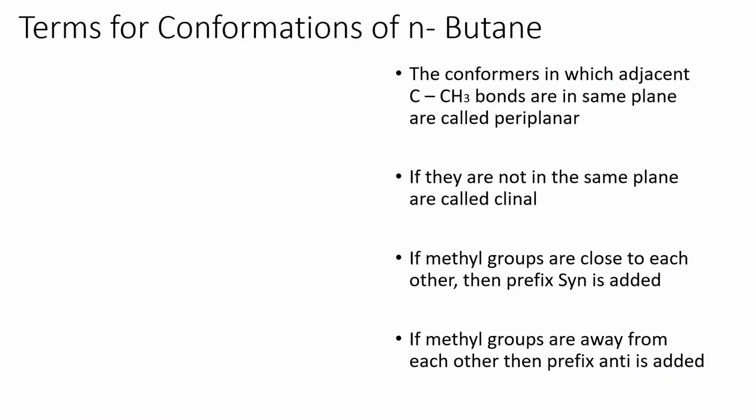Each of the six conformations of n-butane is described by different terms. To understand these terms, let us quickly go through these points. The conformers in which adjacent C-CH3 bonds are in the same plane are called periplanar. Out of six conformations of n-butane, fully staggered and fully eclipsed conformations are the ones where the adjacent C-CH3 bonds are in the same plane, so they will be described by the ending periplanar.